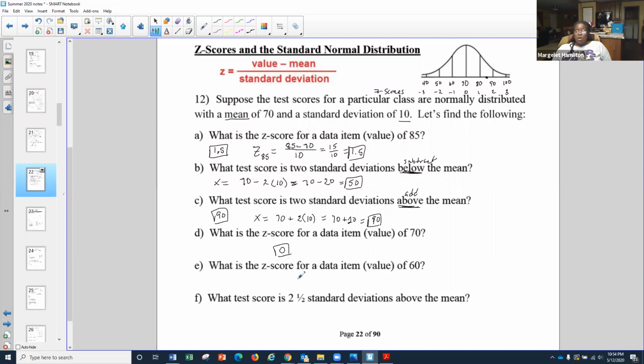What is the z-score for a data item of 60? All right. Give you a minute. Take a look. See what you can find out. I think I see it. Okay. All right. So we're looking for that z-score that represents the data value of 60. When we go to our graph, we see 60, and that z-score that represents it, -1.